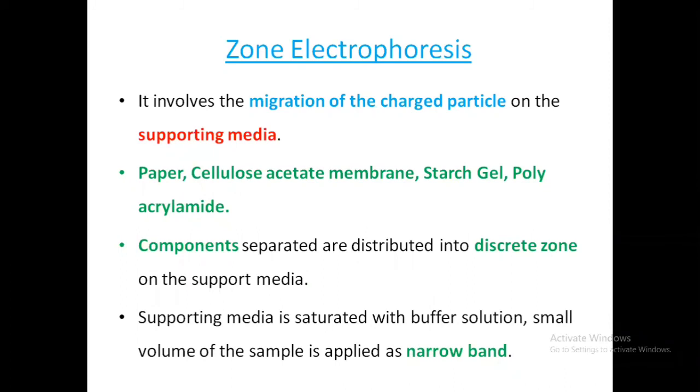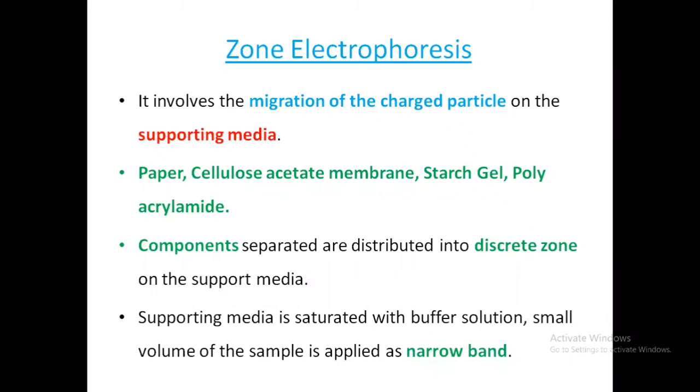If you are taking these zones, what you have to do? You have to moisten with buffer. After moistening, you are going to keep your sample. Then the electrode is common, and the buffer solution is also common. Finally, what will happen when you are applying a potential difference? The charged particles are going to move towards the opposite electrodes. Finally, you can observe the zone formation. I mean, you are placing your sample.